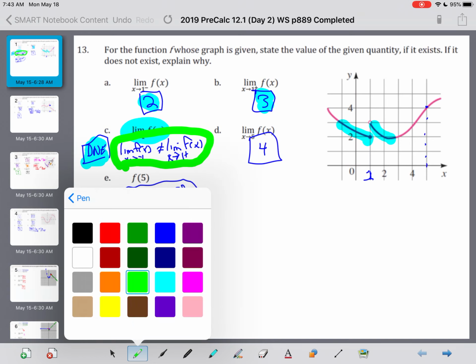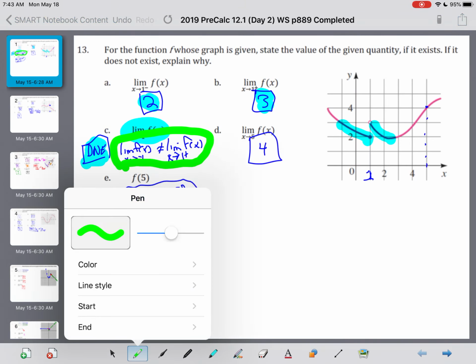I'm going to fix the thickness of my pen here. That's a little too thick.